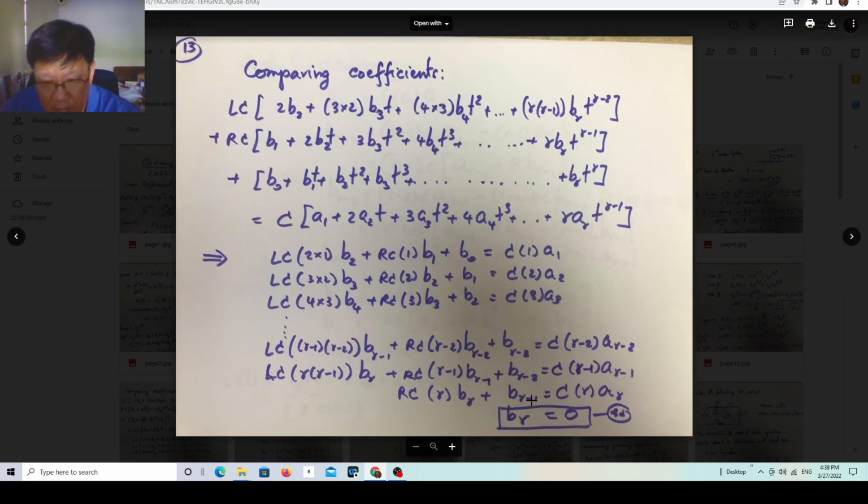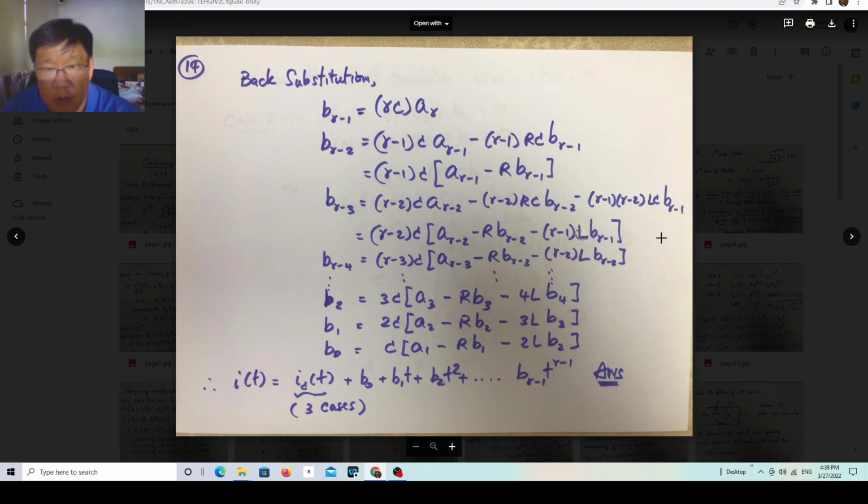Okay, for the next one, you know b sub r is 0. You know b sub r minus 1, you just move this to the right hand side and you get b sub r minus 2. B sub r is in this form, but you know that b sub r minus 1 is equal to rc a sub r, so you can substitute b sub r minus 1 over here. But it's going to make the term even longer.